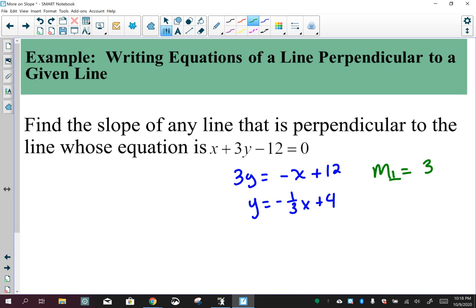Now, it says of any line. So this one didn't give us a specific point. It just says of any line. So if that's really the case, then all you're simply going to do is come over here and say, okay, fine. y is equal to 3x plus b. We don't know what the y-intercept is, and it just said of any line, so therefore, that's what we're going to look at. Okay?